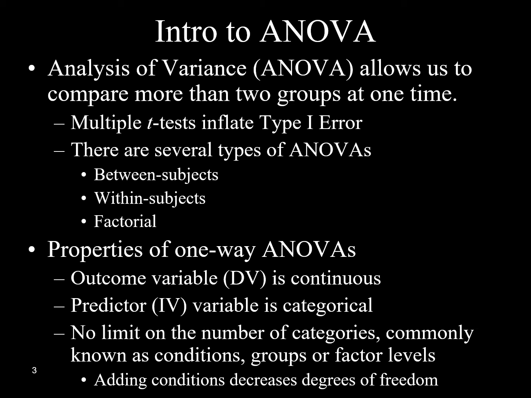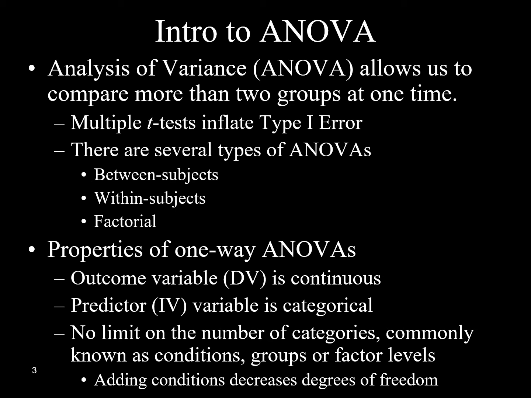The analysis of variance allows us to compare more than two groups at one time. So in other words, we don't have to do multiple t-tests. And there are several different types: the between subjects, the within subjects, and the factorial. One-way ANOVAs are non-factorial ANOVAs, and a one-way ANOVA simply refers to the fact that there's a single independent variable, it's categorical, and it has three or more levels. The outcome variable is always going to be continuous, and there's always going to be a single DV outcome.